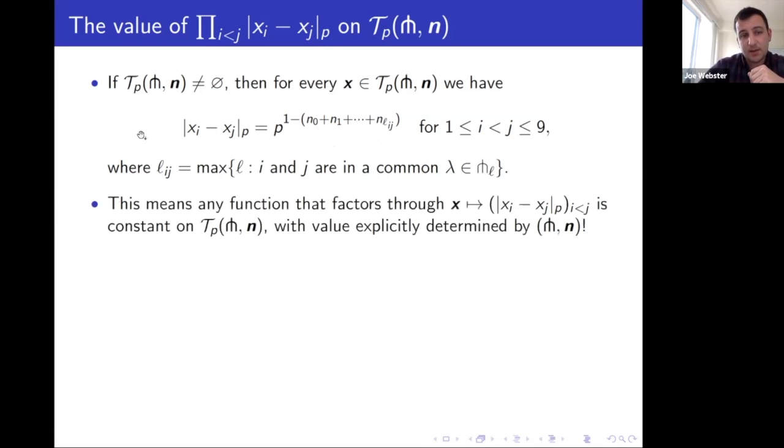In particular, what this means is that any function that factors through the thing that takes the state to all of the various distances is constant on this set. And the value, moreover, is explicitly determined by the pair. So this is a really nice way of cutting up the domain Z_p to the n in such a way that for any function that factors through this, the fibers will be refined by these sets.